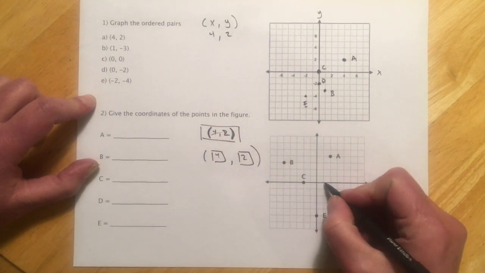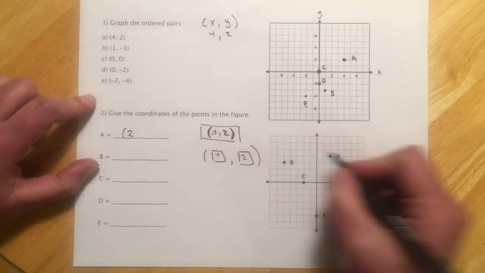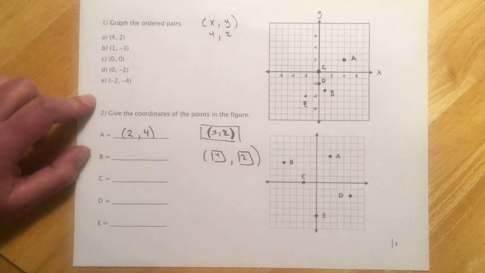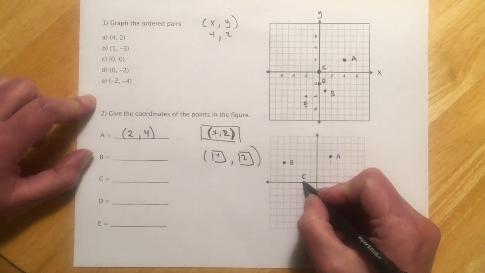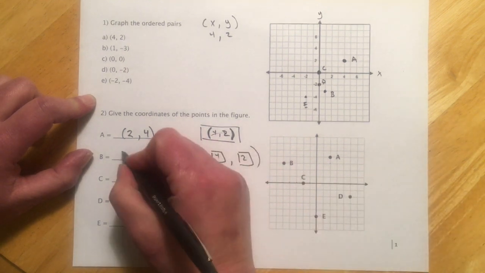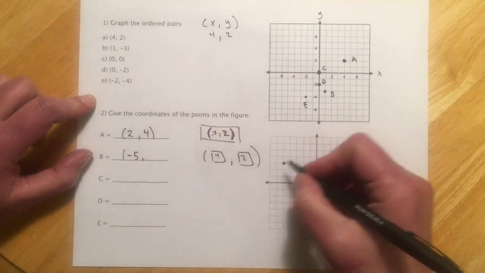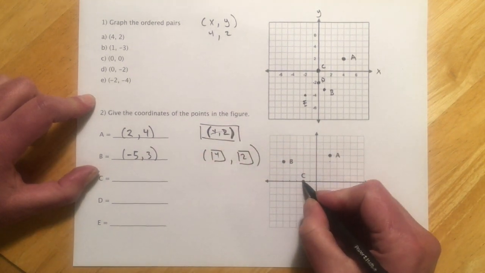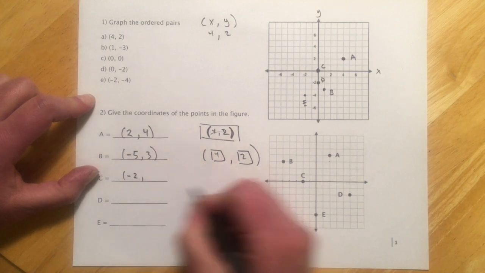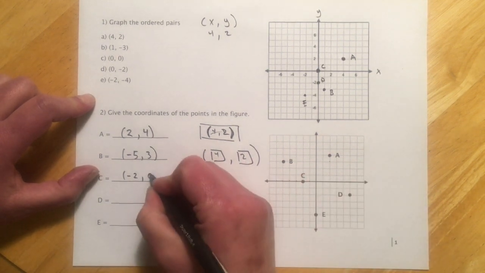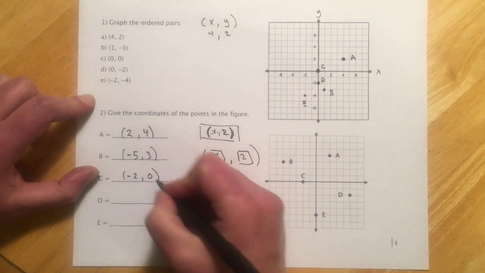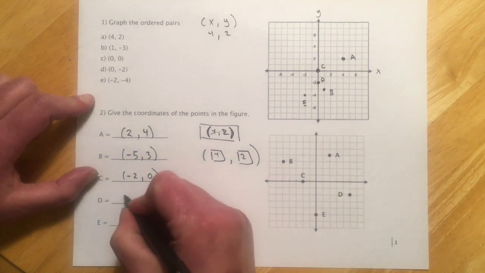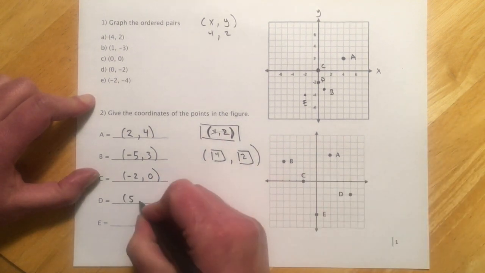So for A here, we're going right 2, so that means my x coordinate is 2, and we're going up 1, 2, 3, 4. So that would be (2, 4). For B, we're going 1, 2, 3, 4, 5 to the left. So that would be negative 5. And up 1, 2, 3. C, we're going left 1, 2, so that's negative 2. And we didn't go up or down, so we just stay 0 on the y.